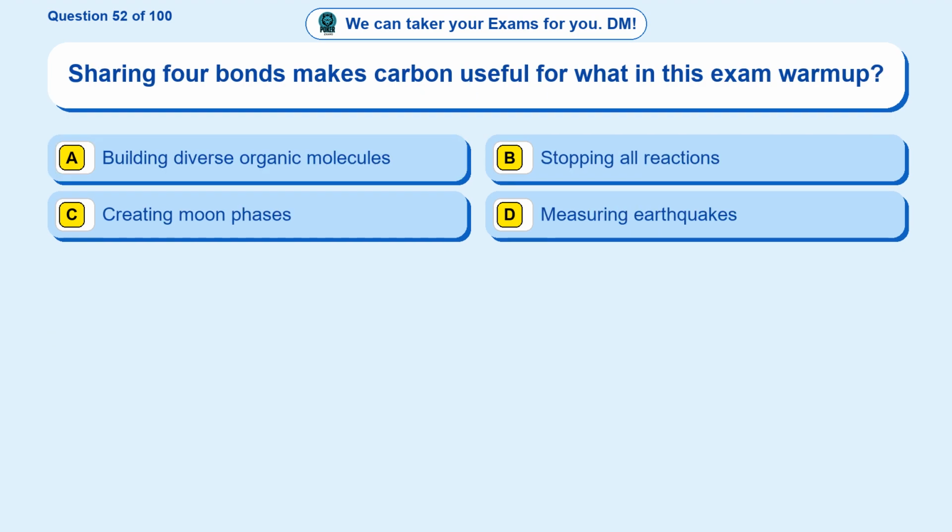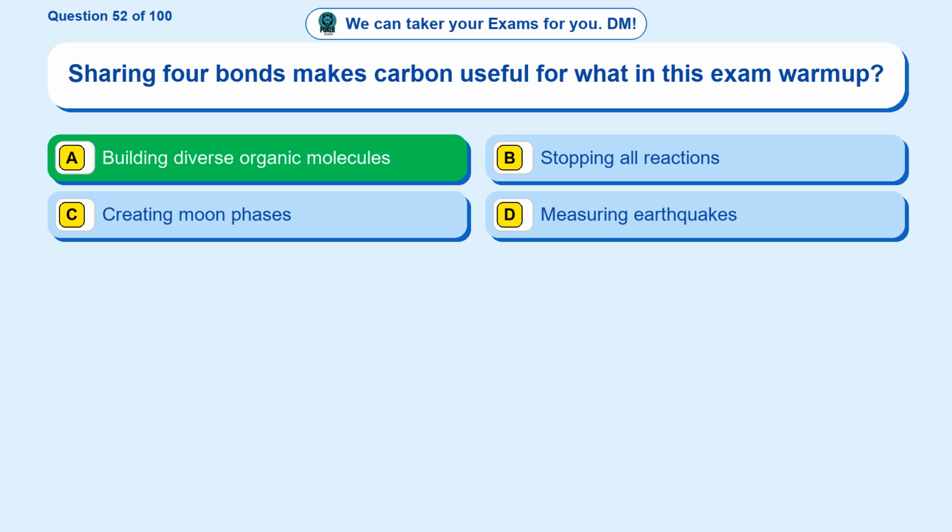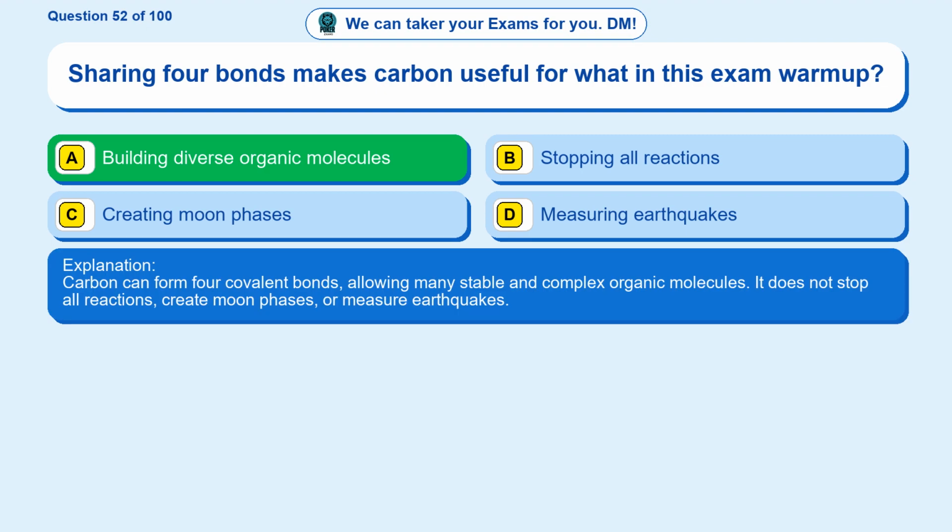Question 52. Sharing 4 bonds makes carbon useful for what in this exam warm-up? Option A building diverse organic molecules. Option B stopping all reactions. Option C creating moon phases. Option D measuring earthquakes. The correct answer is option A. Building diverse organic molecules. Carbon can form 4 covalent bonds, allowing many stable and complex organic molecules. It does not stop all reactions, create moon phases, or measure earthquakes.